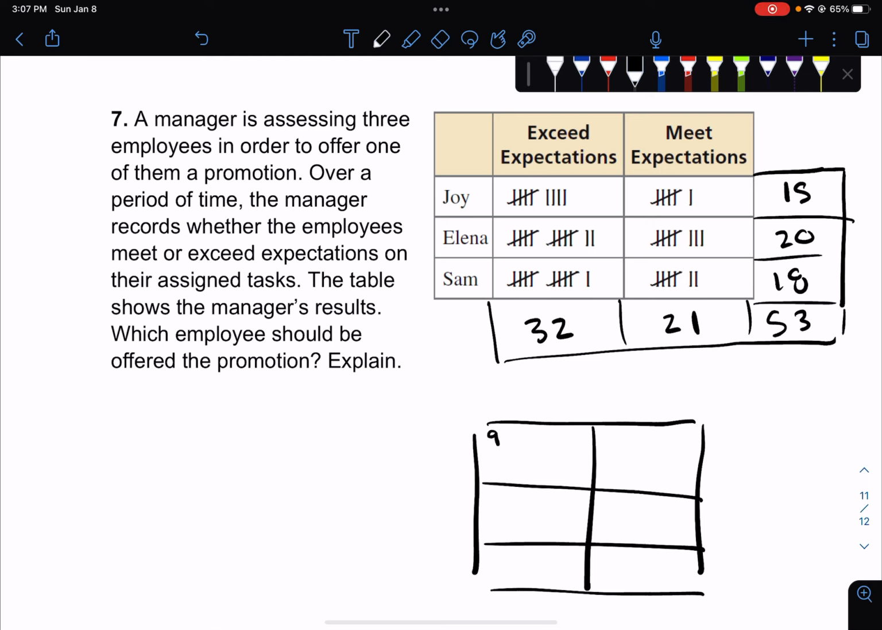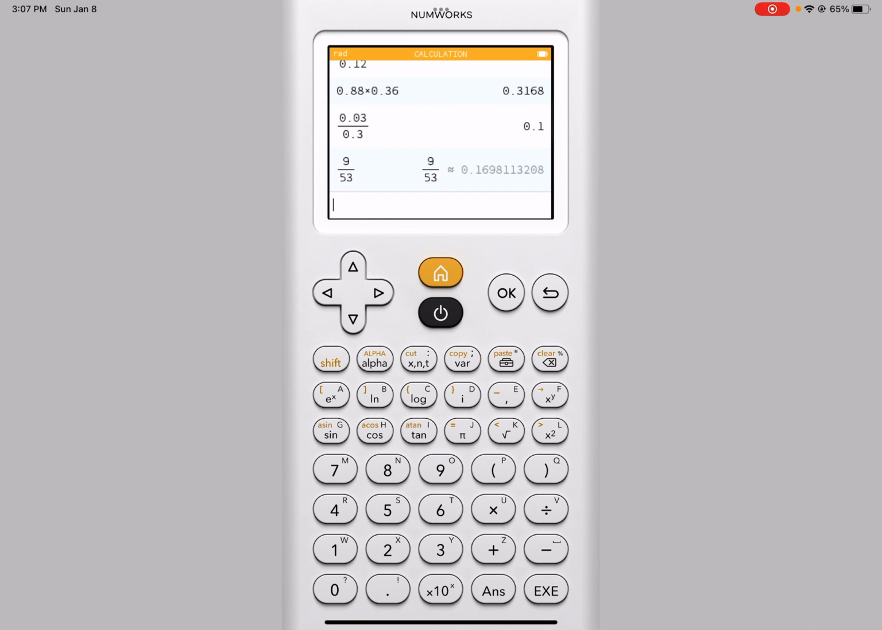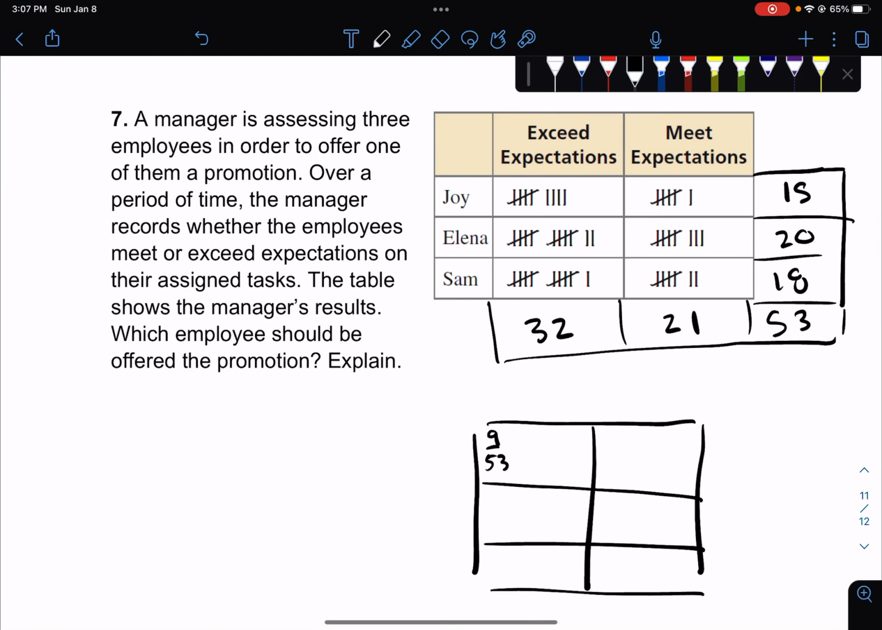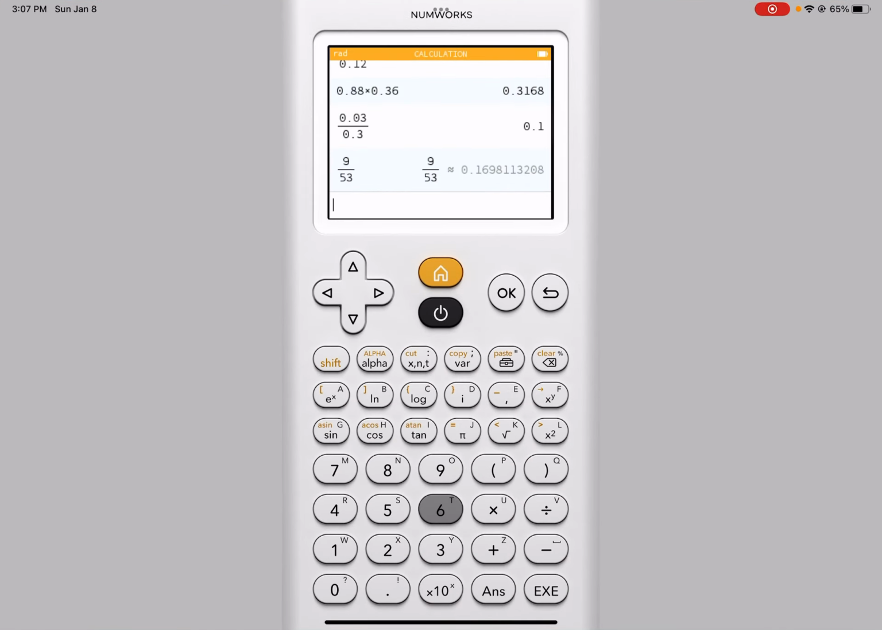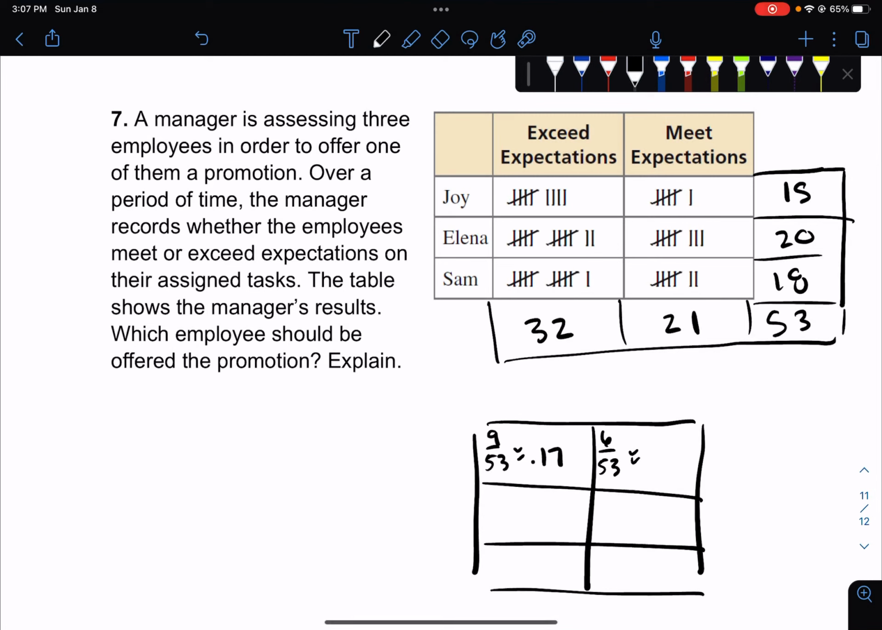We're going to do 9 divided by 53, and that's going to be Joy's value there. So 9 divided by 53 gives me 0.169, so let's do 0.17. So approximately 0.17. Meeting expectations is 6 out of 53. So 6 divided by 53, which is 0.113. So this is about 0.113.